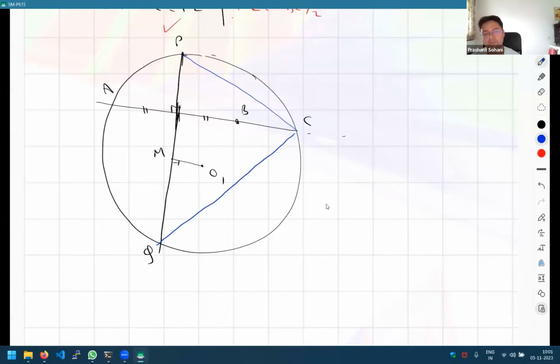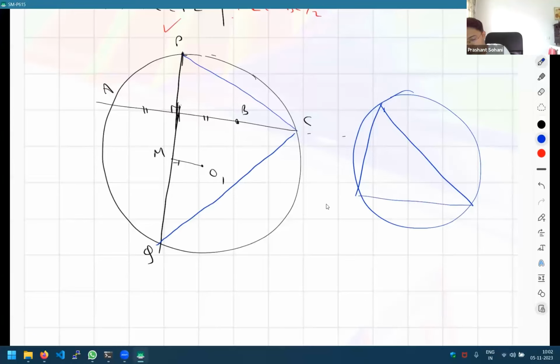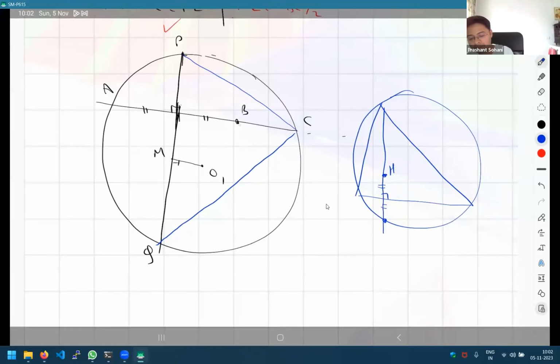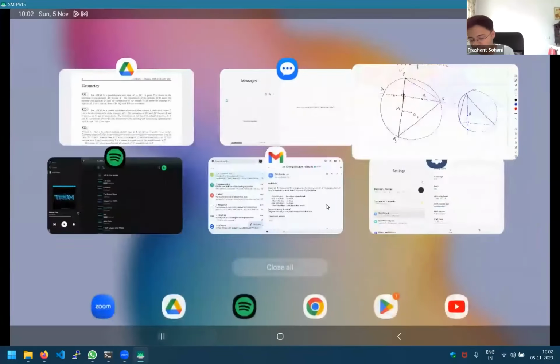In this triangle, what is B? Isn't B the orthocenter of PQC? Because this is a standard configuration which I think everybody should know. In a triangle, if we consider the altitude where it meets the circle again, then we know that the orthocenter is the reflection of that point. So if B is the orthocenter, how much is O1M going to be?